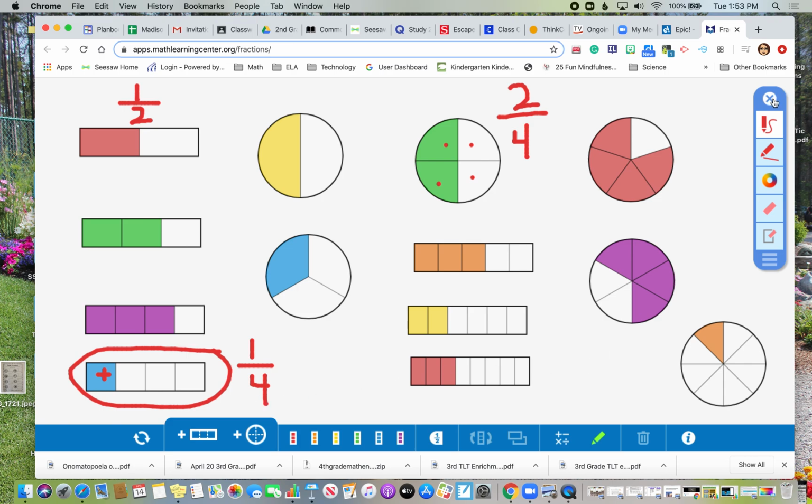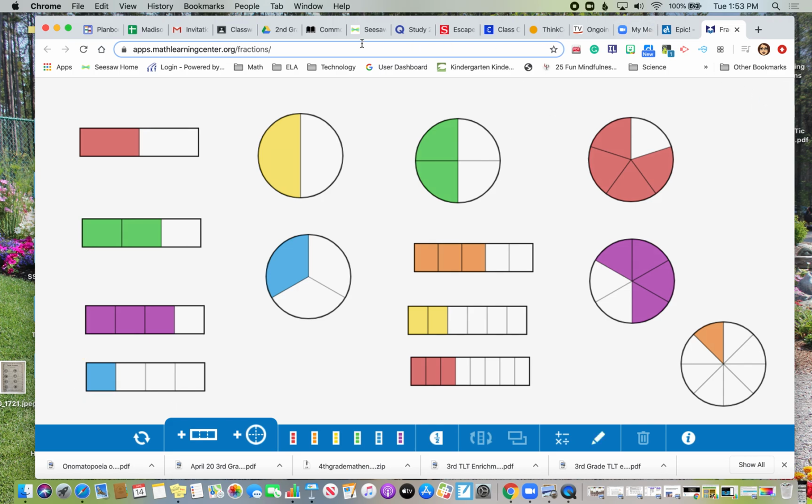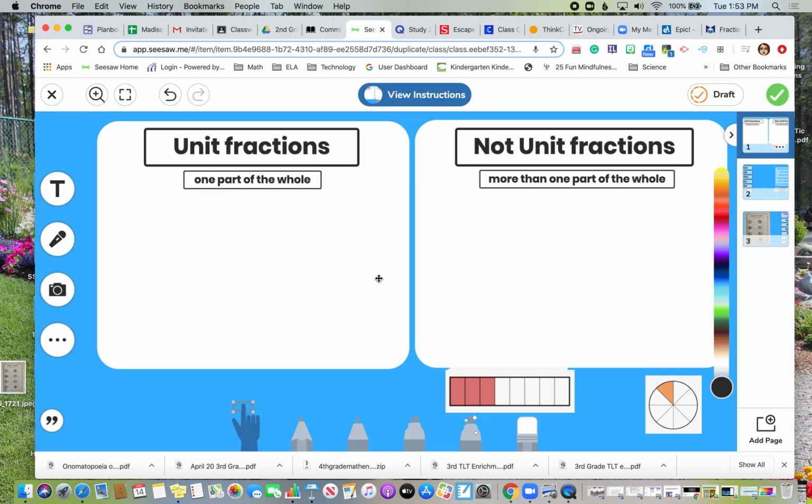In today's Seesaw activity, you're going to be sorting fraction models. Which models show a unit fraction where only one part of the whole is shaded, and which fraction models show non-unit fractions, where more than one part of the whole is shaded in.